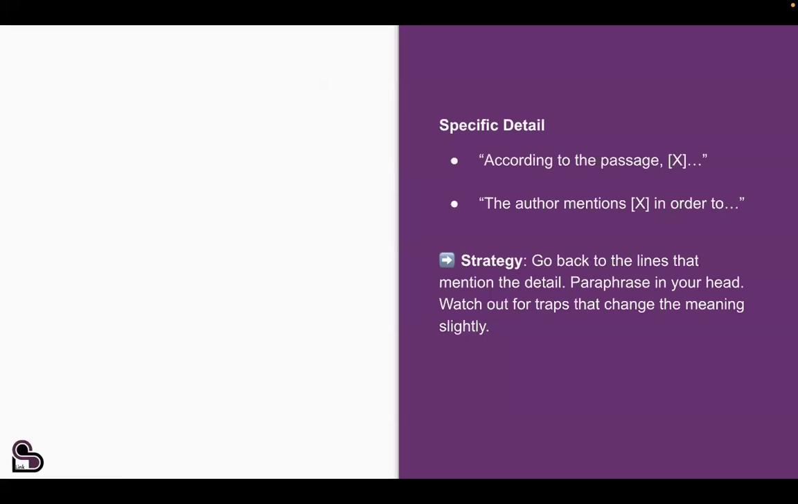Specific details. So, according to passage X, the author mentions blank in order to. A strategy here is to go back to the lines that are mentioned in the detail, paraphrase it in your head, and watch out for traps that change meaning slightly.